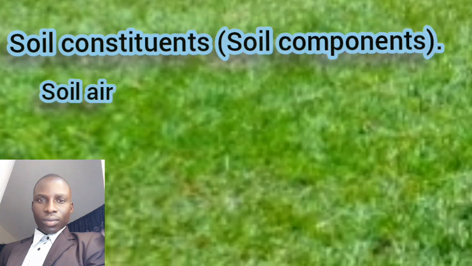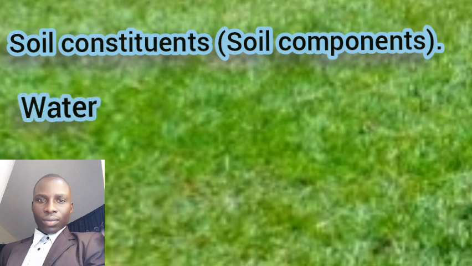Another component is soil air. Air, for example, oxygen and nitrogen, supports living organisms in the soil. The amount of air in the soil depends on drainage. Well-drained soil has more air compared to poorly drained soil and waterlogged soil.